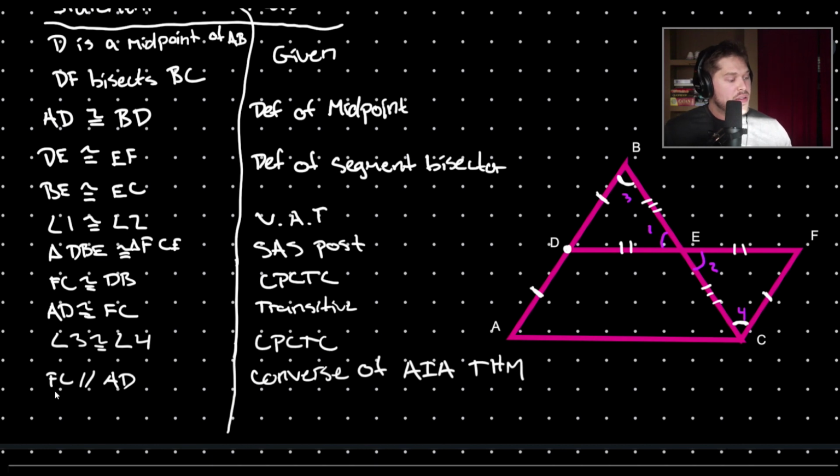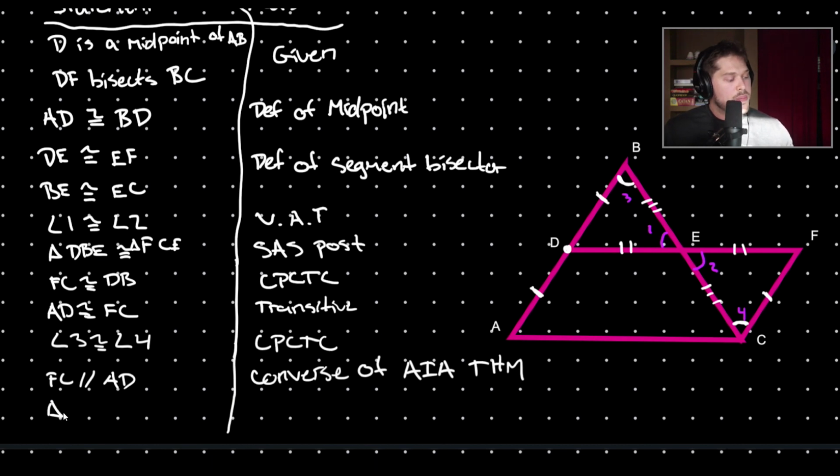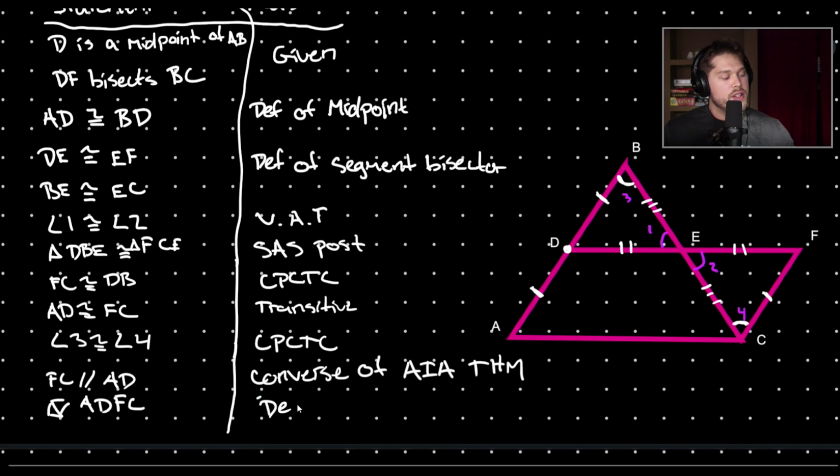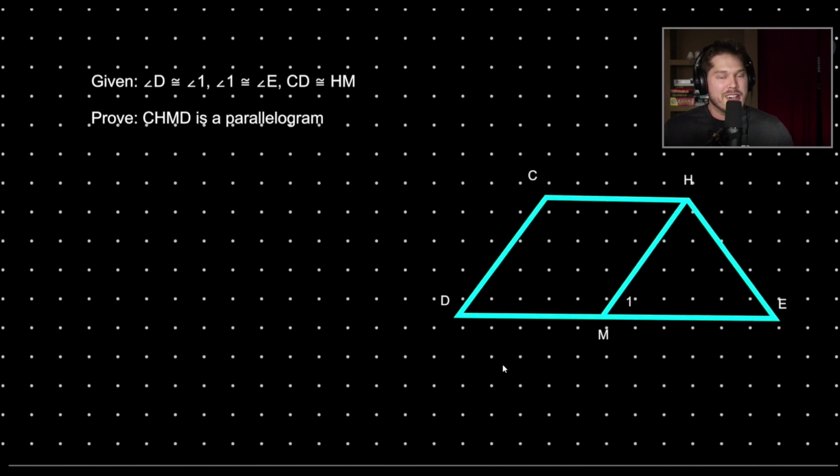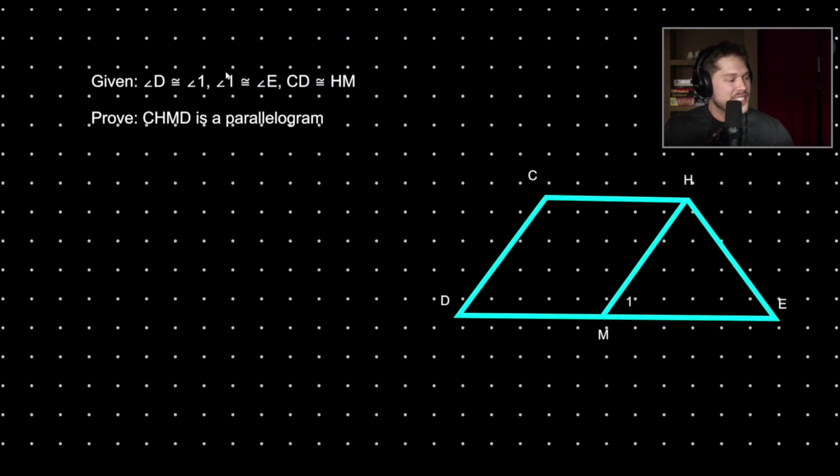Therefore, we can say that our shape, here, let me draw a parallelogram. Our shape ADFC is a parallelogram by the definition of parallelogram. Excellent. That was proof 2. Let's go on to our last proof for this video.